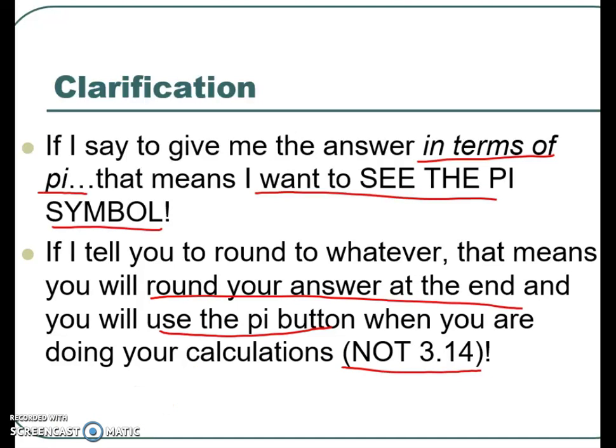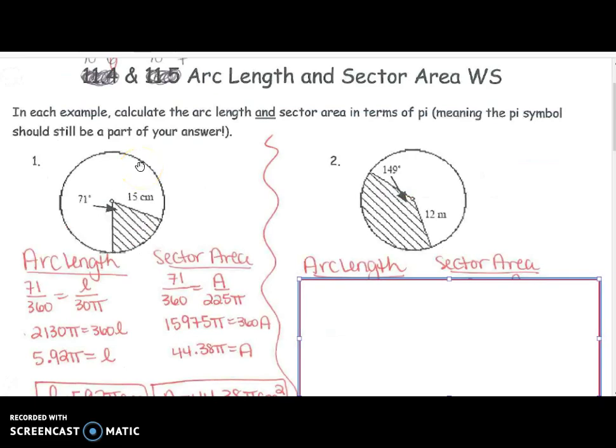At this point, I want you to go to that worksheet that is attached to these notes, and I want us to do the first problem together. So this is the worksheet. In each example, calculate the arc length and the sector area in terms of pi, meaning the pi symbol should still be a part of your answer. Okay? So let's do this. Look at this circle. The measure of the central angle is 71 degrees. The radius is 15. So we're going to find two things for each circle.